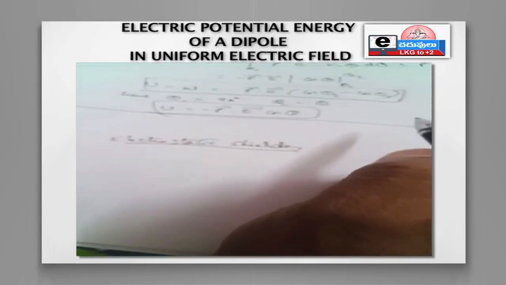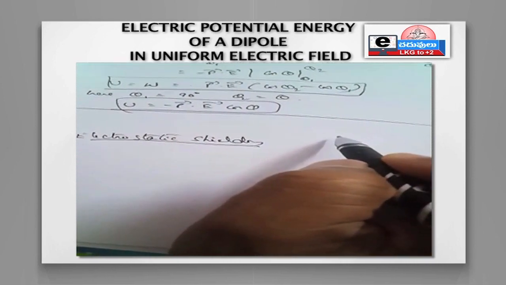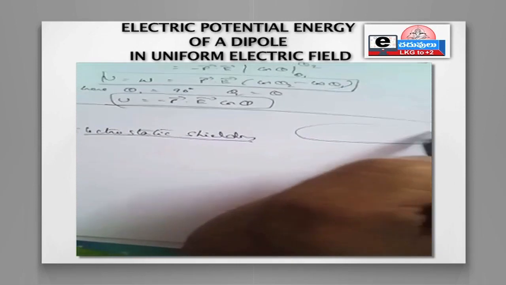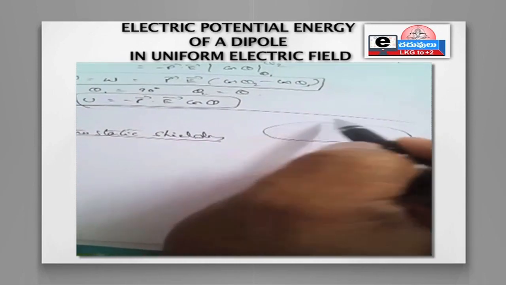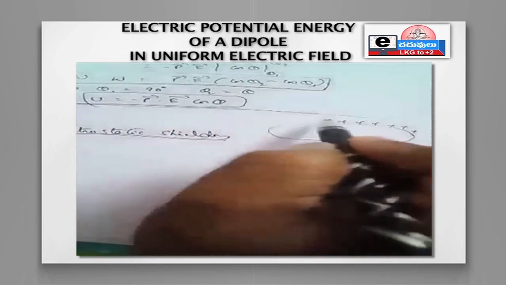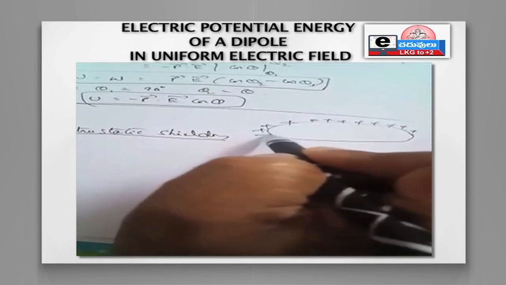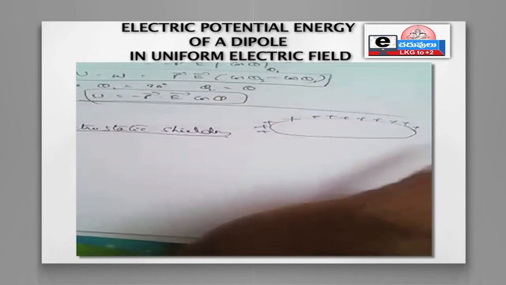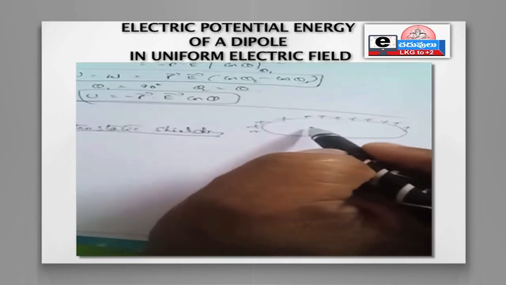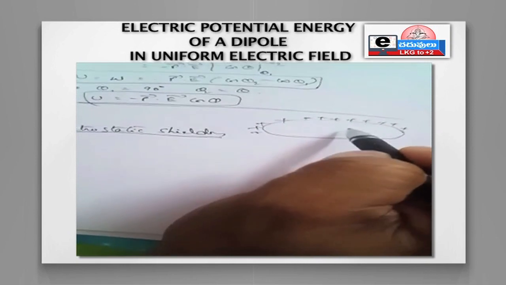What is this electrostatic shielding? Just now we have seen that the charge resides only on the surface of a conductor. Let us take a hollow conductor. If you give it a charge, the charge resides only on the surface. The electric field cannot go inside, therefore inside this conductor no electric field will be there.